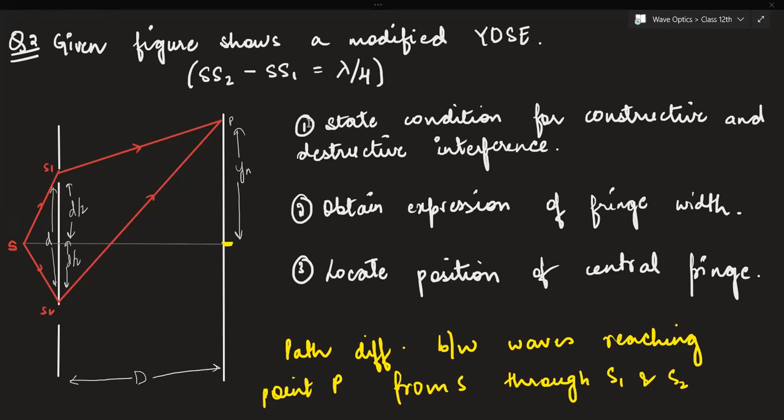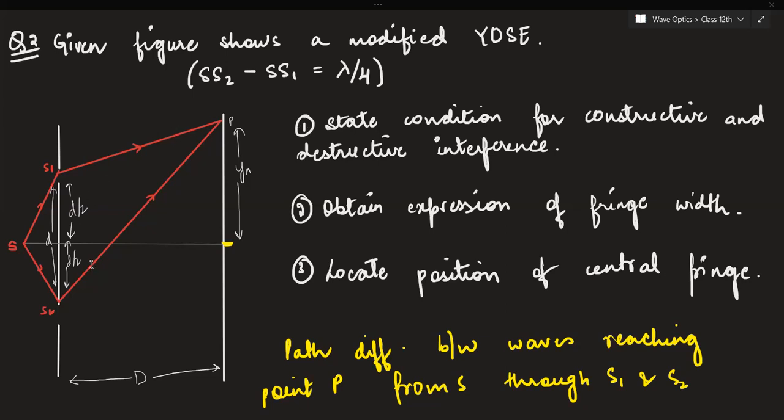See class, this question says what? This says that this figure is given to you. You have to state the condition for constructive interference, destructive interference, obtain the fringe width. You have to locate the position of central fringe. Now see what is the difference. This is just exactly the derivation what we have done. So what is the difference that has arisen here?